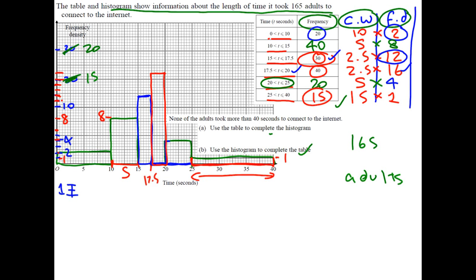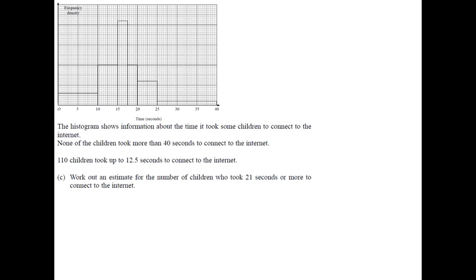So we've completed the histogram, we've completed the table. Okay, now we're going to look at the second part of this, which is to do with children connecting to the internet. So this tells you information about how long it took children to connect to the internet. None of the children took more than 40 seconds.